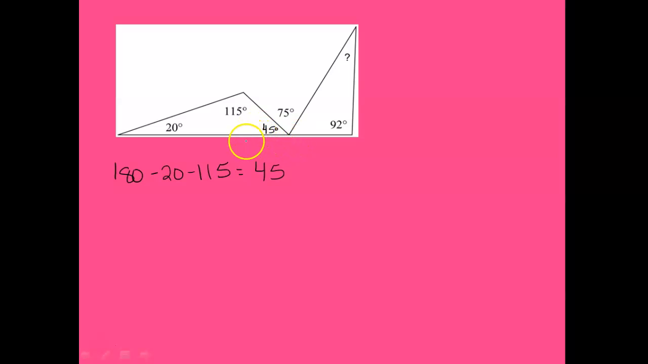And now I should have enough information to fill in this angle. If you pay attention, you have a straight line here. That means these three angles should add to equal 180. So 180 minus 75 minus 45. You fill in this entire figure.